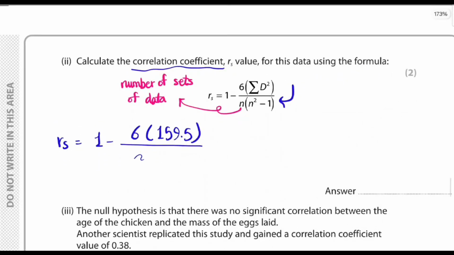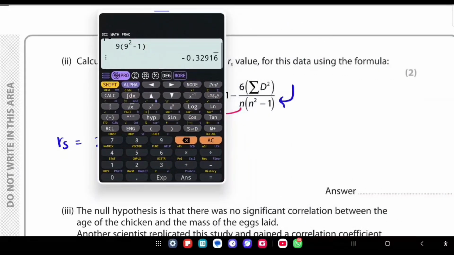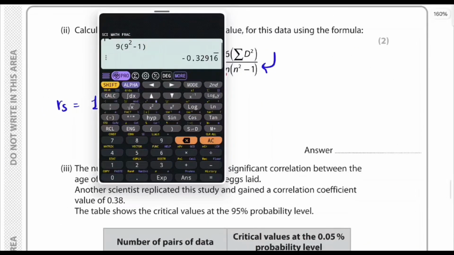So in your denominator, write 9 times 9 squared minus 1 and use the calculator to get the value, which is going to be your final answer. So now I've got the answer, and it's going to be negative 0.329. So just write your answer here.